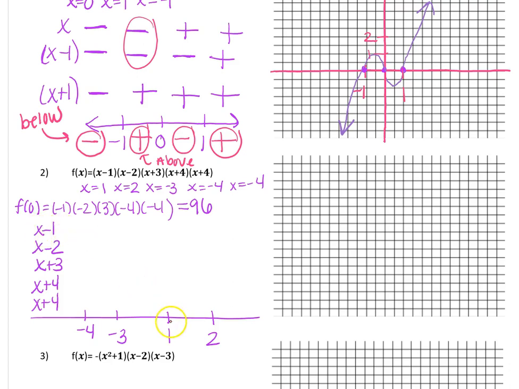Okay, so I know that the root here of the divisor is 1, so everything to the left will be negative, everything to the right is positive. The root of x minus 2 is 2, so everything to the right is positive, everything to the left is negative. Okay, for x plus 3, we're at -3. Everything to the right is positive. And then for x plus 4, the root is -4. And then everything else to the right is positive.